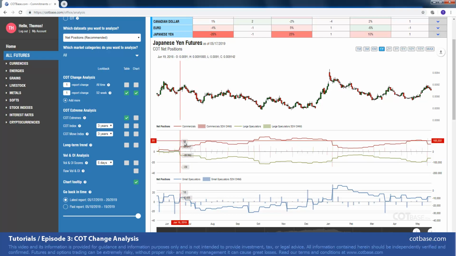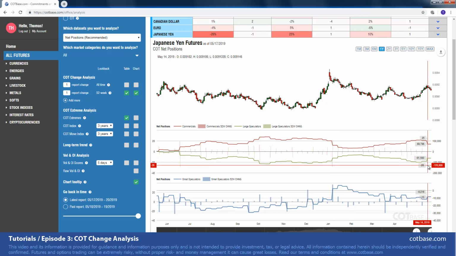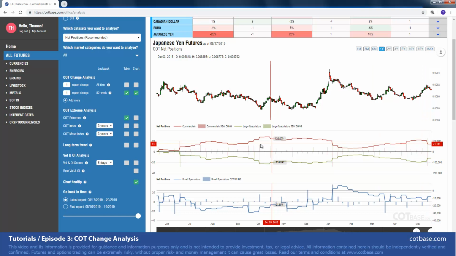And you can see that these larger changes are actually great signals. You can see some examples for bullish COT change signals in the market. We do have bearish COT change signals as well. Actually, the latest COT report resulted in a bearish COT change signal. Now, by default, we have the 52 weeks in the table, but you can also add the all time to the table. You can actually look at multiple report changes.